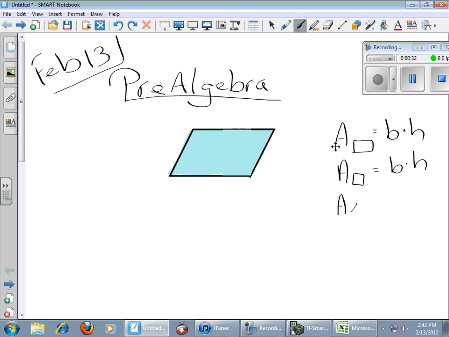The area for a triangle is base times height, and then you have to divide it by 2 because a triangle is only half a square or a rectangle.